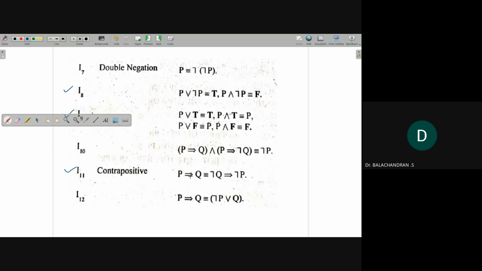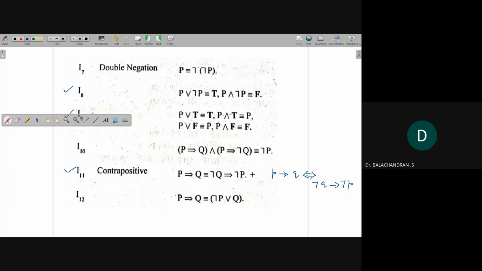Here they gave tautologically imply. Usually we will write it like this: P implies Q is equivalent to negation Q implies negation P. So usually you use it like this, but here they are writing tautologically imply. Here also they'll put tautologically imply, here also they'll put tautologically imply. But most of the time I will use it like this only.